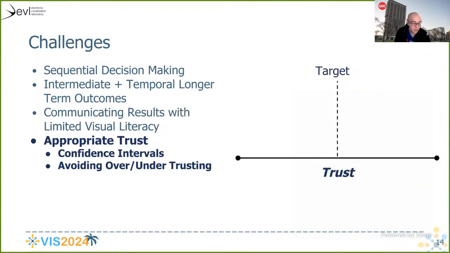And finally is what we're calling appropriate trust. In this case, because our models are not perfect, but they're better than guessing or nothing, it's important to give recommendations that allow for model introspection and allow physicians to identify cases when the model should or shouldn't be trusted.